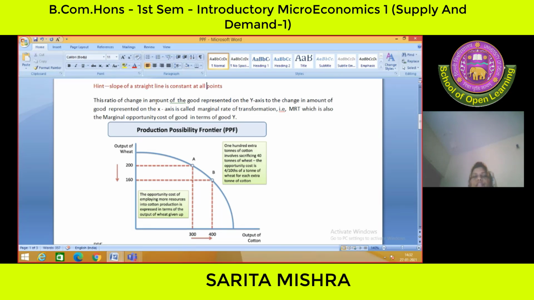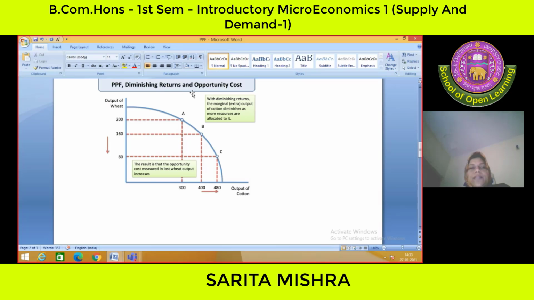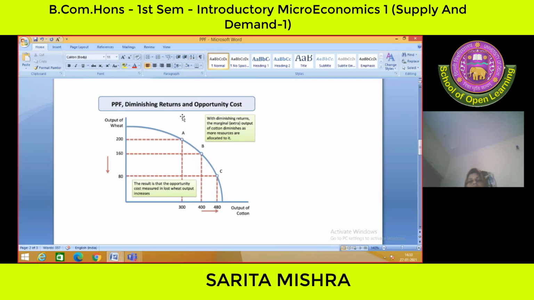Now this ratio of the change in the amount of the good represented on the y-axis to the change in the amount of the good represented on the x-axis is called the marginal rate of transformation, that is MRT, which is also the marginal opportunity cost of good x in terms of good y. So we can either call it the marginal rate of transformation or the marginal opportunity cost of good x in terms of good y.